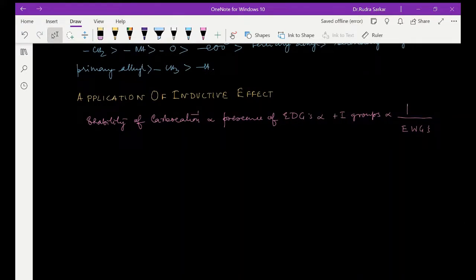So over here, let's do some problems. So let me first list the problems. So we have a C connected to Me. Me indicates a methyl, and there is a plus charge followed by C, Me.